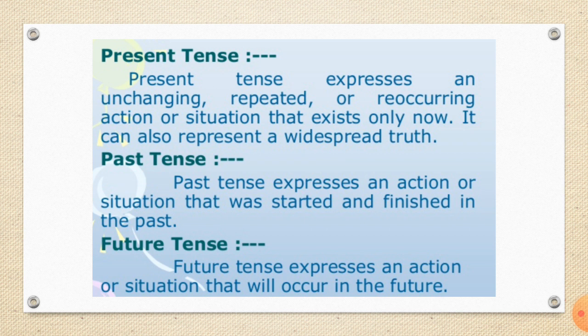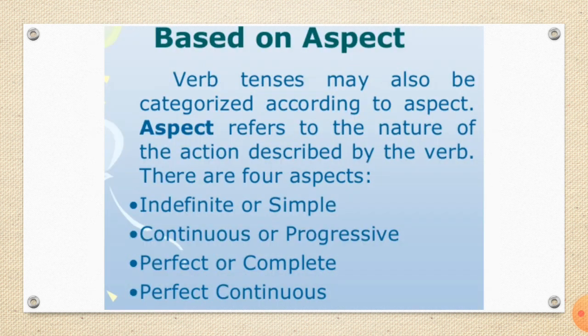And the last is the future tense. Future tense expresses an action or situation that will occur in the future. For example, I shall eat, she will eat. Now, based on aspect, verb tenses may also be categorized according to aspect. Aspect refers to the nature of the action described by the verb. There are four aspects: indefinite or simple, continuous or progressive, perfect or complete, perfect continuous.